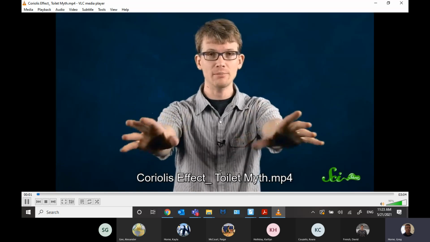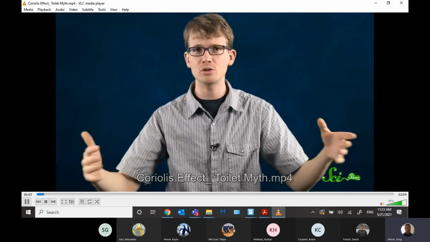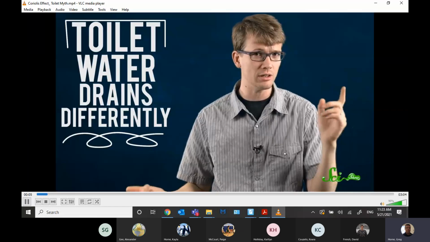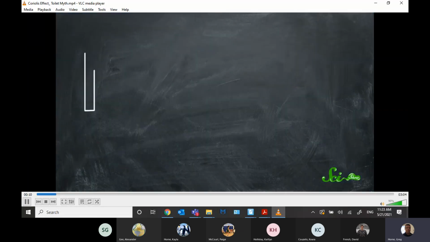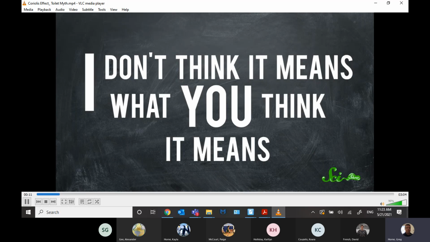Hey, Australian people, have you ever been to the Northern Hemisphere? Have you ever noticed whether your toilet drains differently than it does here? No? You heard maybe it has something to do with the Coriolis effect? Welcome to another edition of I Don't Think It Means What You Think It Means.